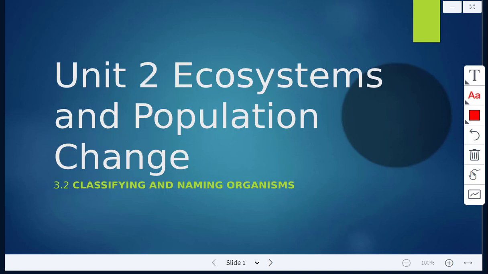Today's topic is 3.2 in our unit Ecosystems and Population Change. So 3.2, we are looking at classifying and naming organisms.